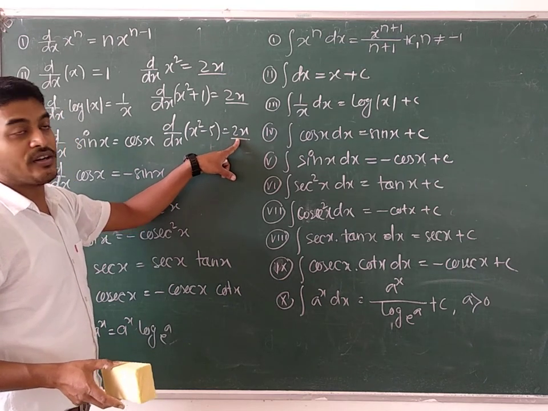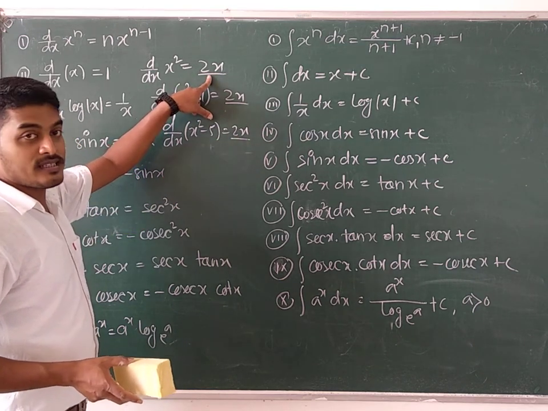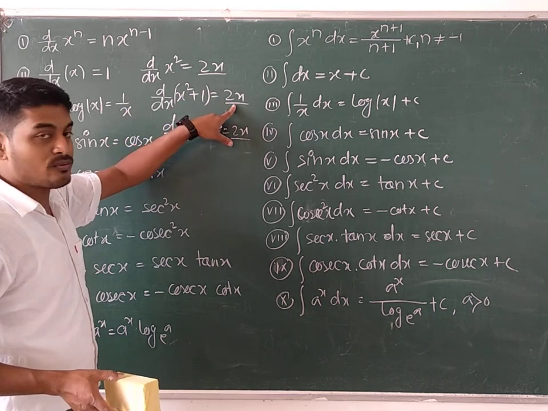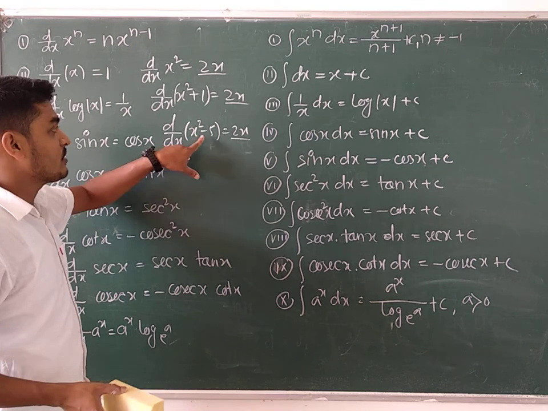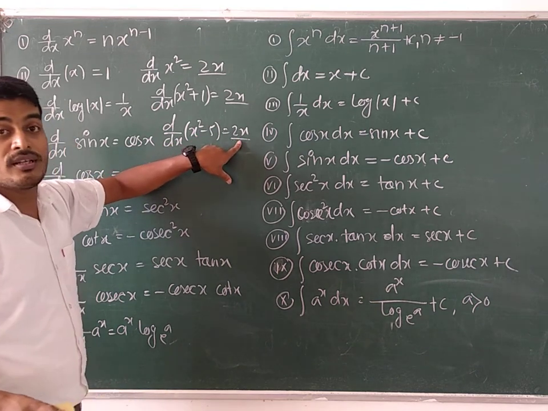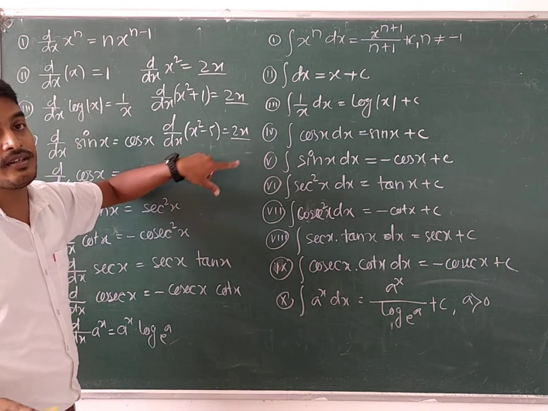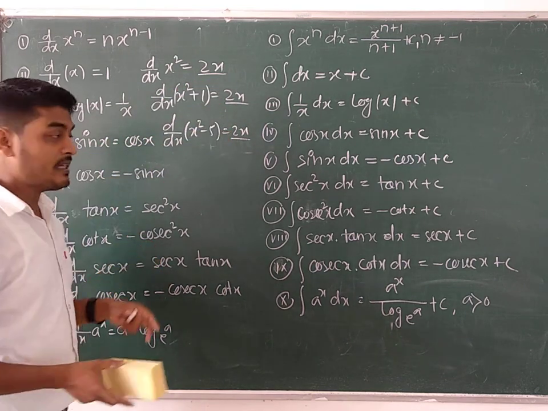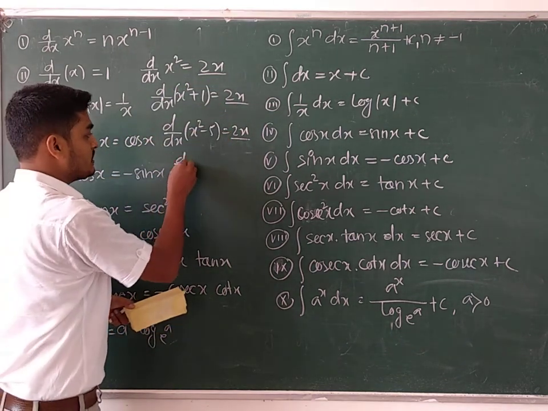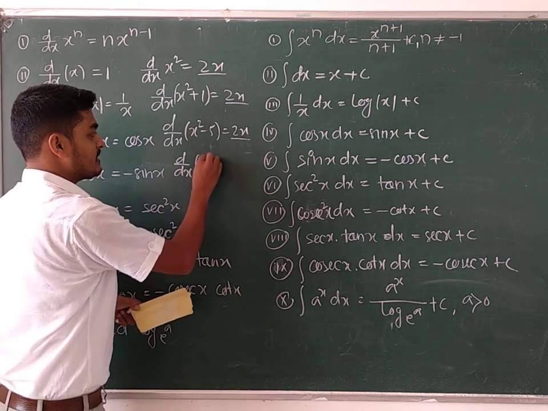But what about the antiderivative? What is the antiderivative of twice x here? x square. What is the antiderivative of twice x? x square plus 1. What is the antiderivative of twice x? x square minus 5. That means a derivative can have infinitely many antiderivatives. So to represent all those expressions, this can also be written as x square plus c.